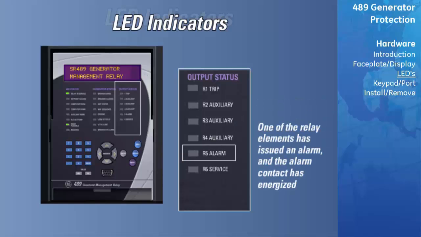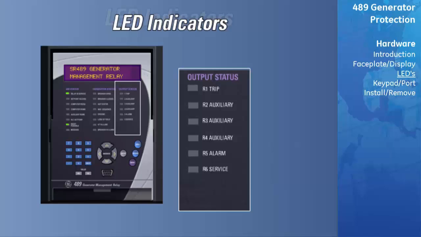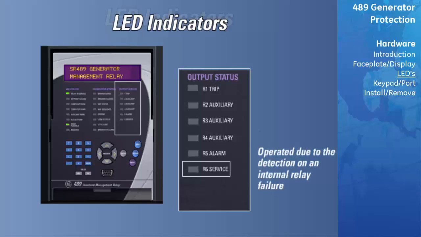The R5 alarm LED indicates that one of the relay elements has issued an alarm and the alarm contact has energized. The R6 service LED indicates that the R6 service relay has operated due to the detection of an internal relay failure.